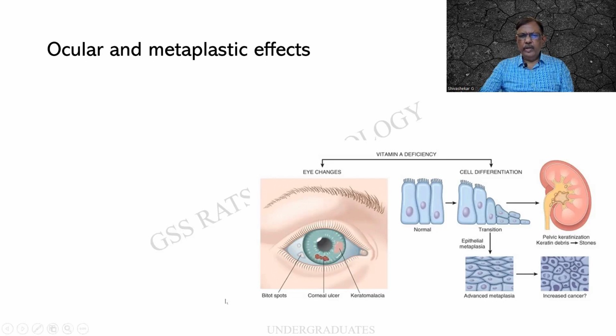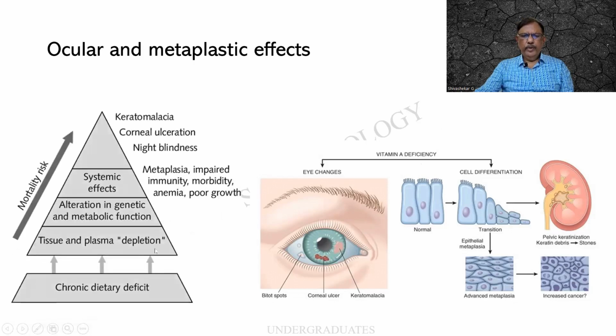The other changes are all mentioned. You people can go through them elsewhere in this presentation. Now, these are some of the ocular changes. And here I am finding the columnar epithelium getting replaced by a squamous epithelium. And this can lead to dysplasia and a malignancy. Also, there can be an obstruction to the urinary tract. So these are the ocular and the metaplastic effects of vitamin A deficiency.